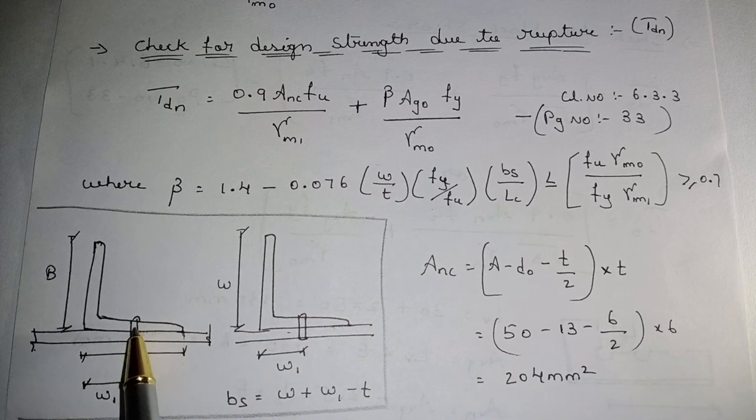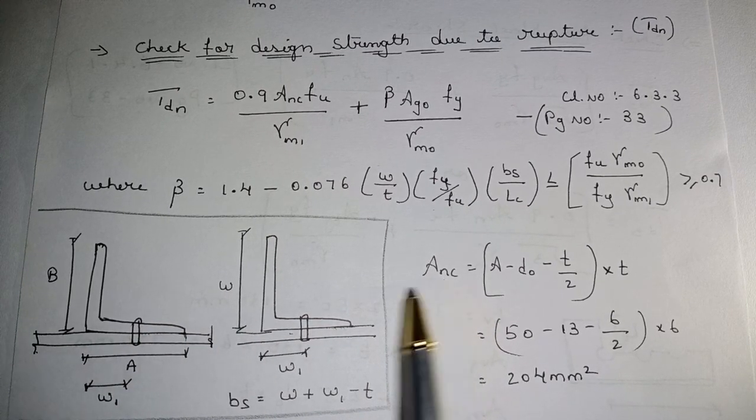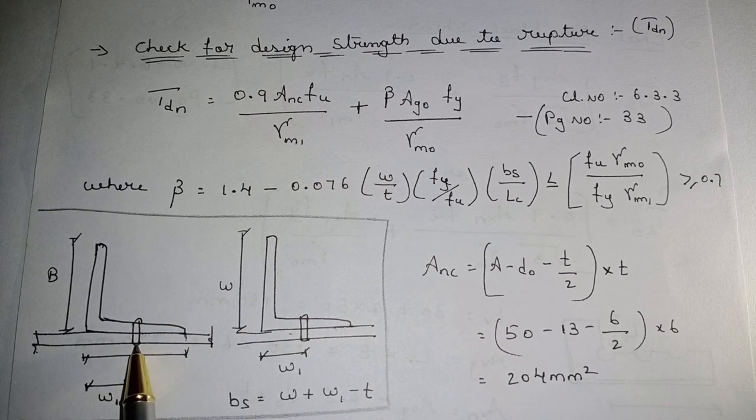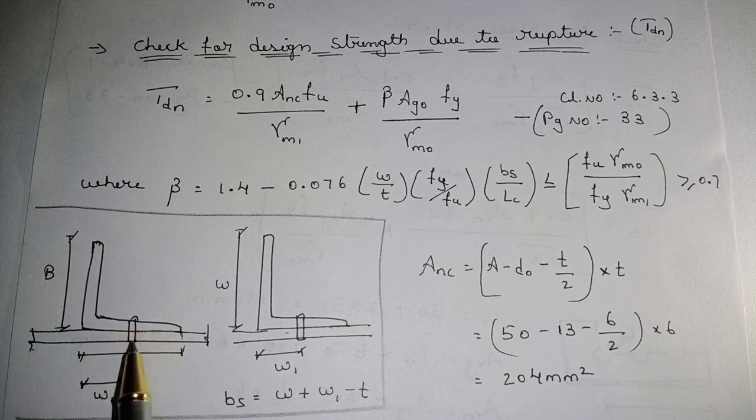I told you, we are finding out the net area here. So we need to minus the diameter, the bolt hole diameter. Okay, so that you will get the net area. Gross area means complete area. Net area means you need to minus the diameter of the bolt holes. Minus (T divided by 2) into T.